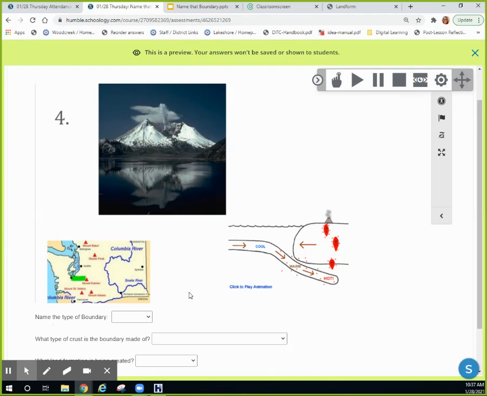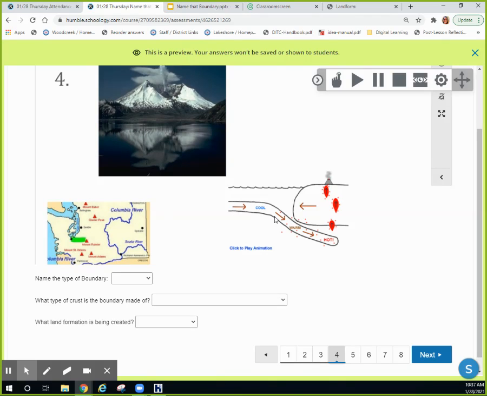So the type of boundary, because these arrows are moving toward each other, tells me that this is converging. I can see ocean in this diagram, and I can see land. So that tells me it is oceanic and continental. And when oceanic and continental collide, and that oceanic crust is recycled down, it turns into magma and makes volcanoes, which explains the other two illustrations.